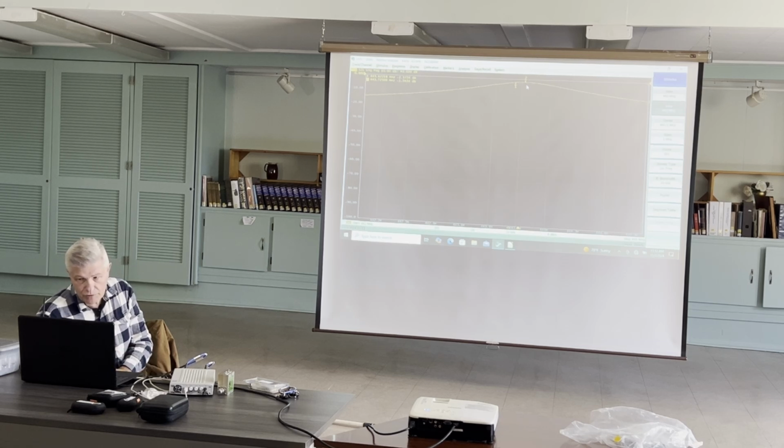What else can we do? We could do an S11 measurement here, where we could look at the actual impedance and do lots of different things here. So, okay, so that's a filter.